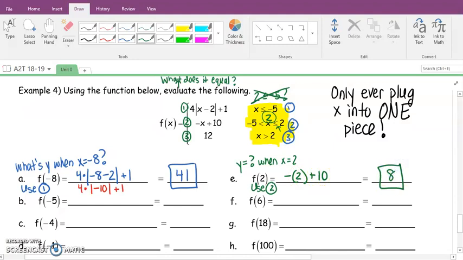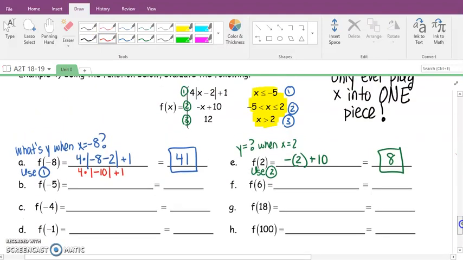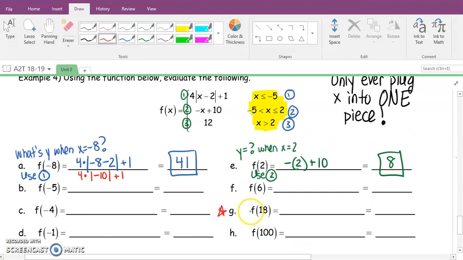So there's my answer. Alright, so for these types of problems, you just have to be a little careful and make sure that you're really double checking and using the correct equation. Alright, just to give you one more, let's try letter G down here. Alright, this one right here. So f of 18. So remember, that's what does y equal when x is 18?